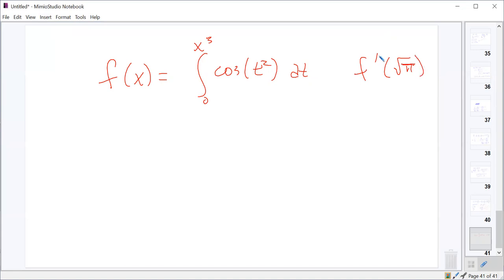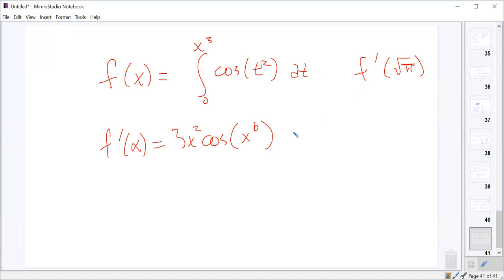So how do we go about this? Since f of x is this integral, the derivative of the integral, f prime of x, ought to be just this function cosine of t squared evaluated at x cubed. So that'd be x to the 6th, and then times the derivative of the x cubed. So that's 3x squared cosine x to the 6th.